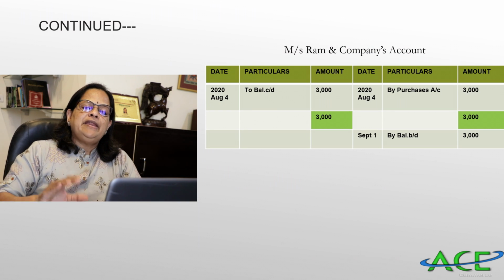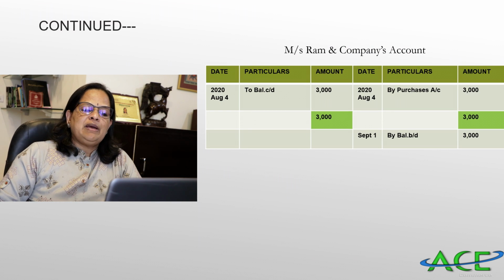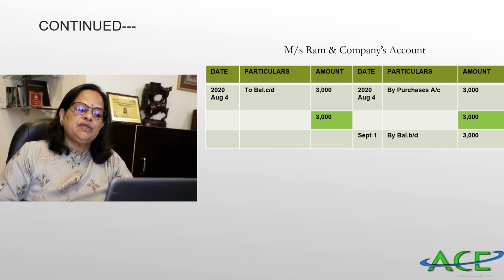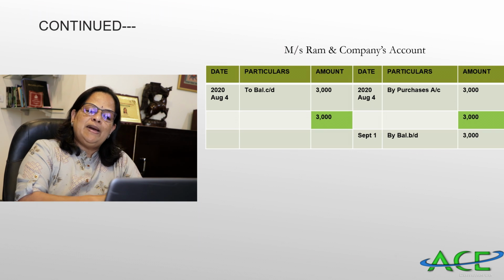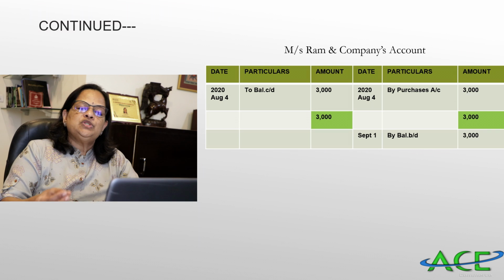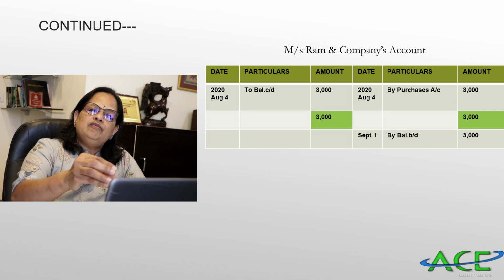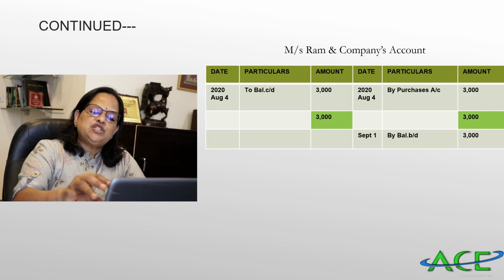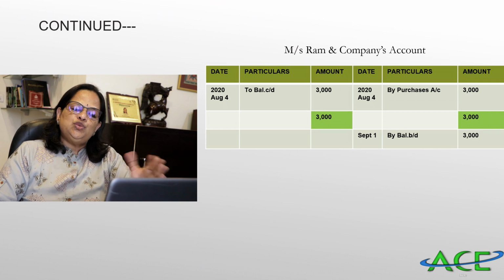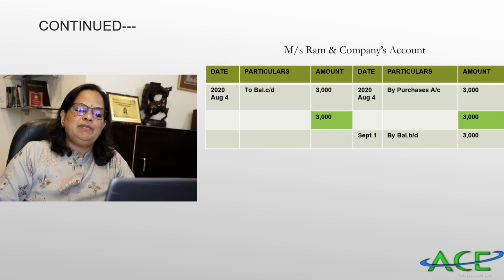Next is Ram and Company's account. If you see, only one credit entry is there, by purchases account 3,000. On the debit side you have to write to balance carried on 3,000 to make the account balances equal. For this Ram and Company's account, we will bring the balance in the next month as the opening balance, by balance brought down 3,000. This will appear on the credit side of the trial balance.